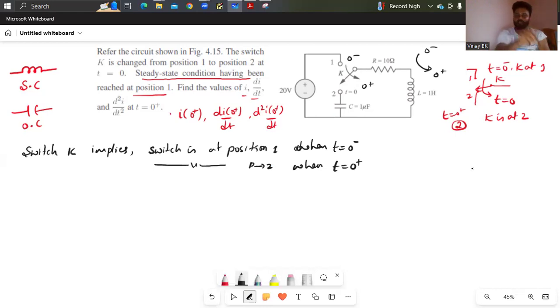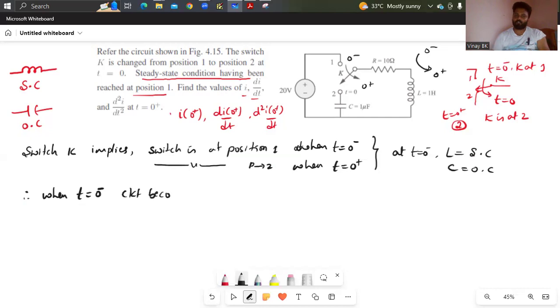But here the condition is if the switch is at position 1, there will be steady state condition. So that at t equals 0 minus, inductor acts as a short circuit and capacitor acts as open circuit. Is this clear? Therefore, when t equals 0 minus, the circuit becomes, you need to draw the circuit. When t equals 0 minus, the circuit will be like this. There will be 20 volts plus minus of 20 volts.